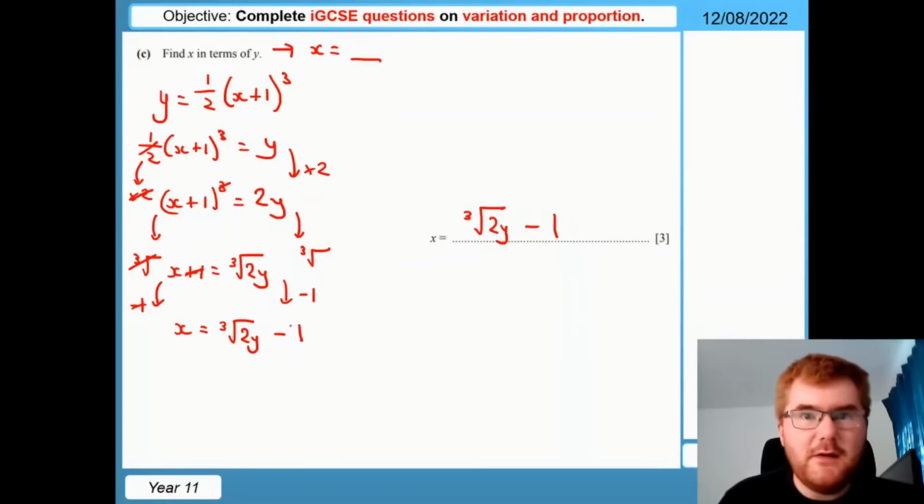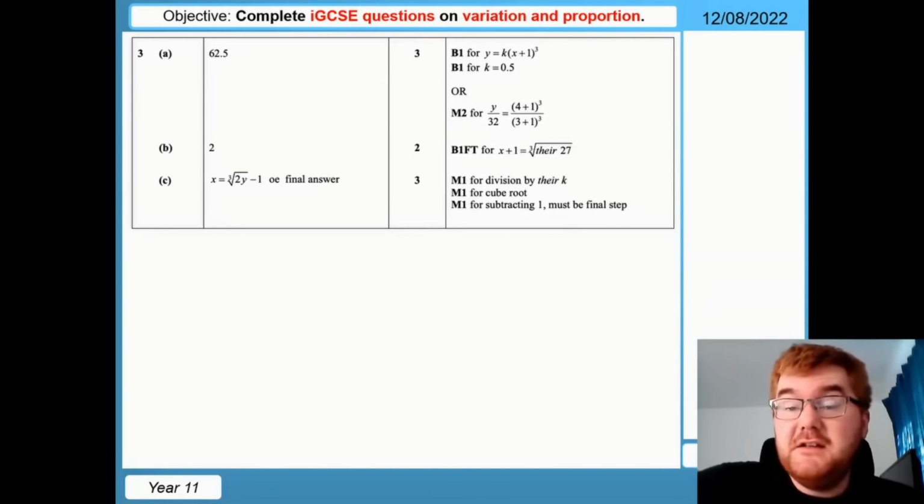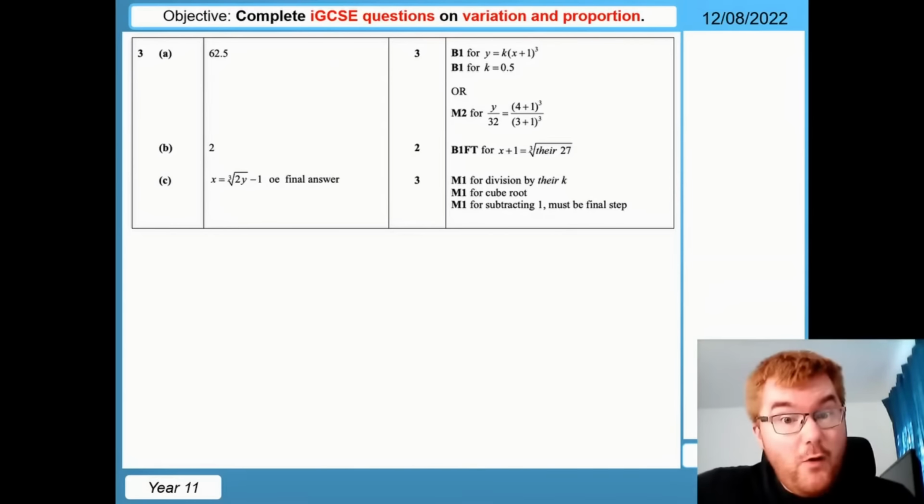Okay, you can see the mark scheme. Again, this is a pretty hefty question, it's 8 marks. If it comes up in your paper 4, then it's something that you really want to make sure you get all those 8 marks in as well.